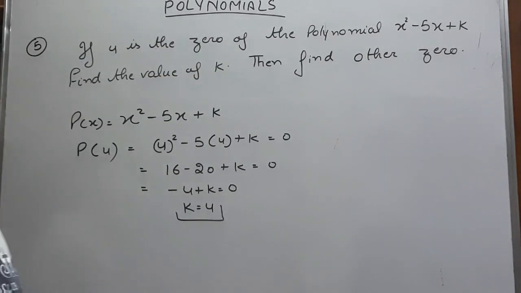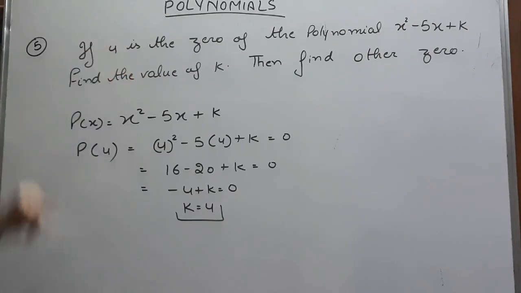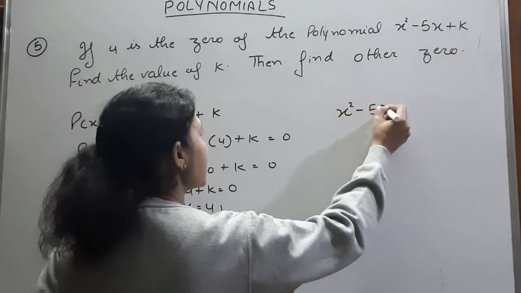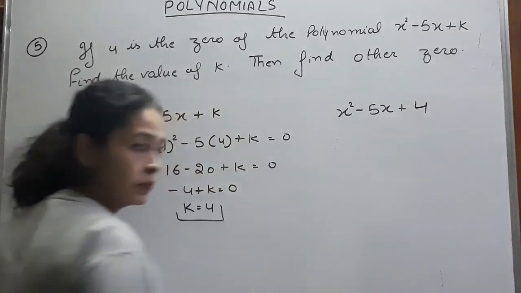Now another part is to find the other zero. One zero is given, 4. We have to find one more zero. Now our polynomial was x square minus 5x plus k. What is the value of k? This is 4.